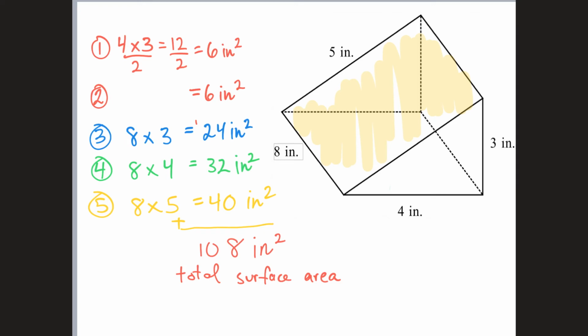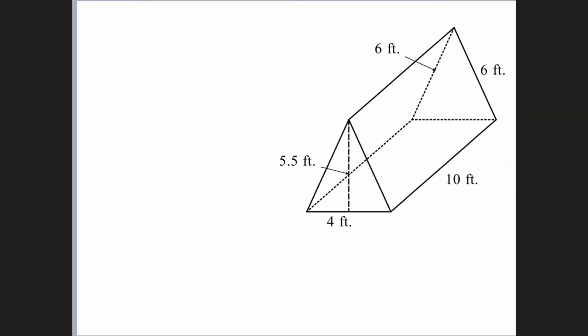Okay, on to our last problem. All right, so one more triangular prism, and let's break it down side by side. Let's go with the very front side. We'll get that one out of the way. And that's this right here. So this front triangle, base times height divided by 2. So that's 4 times 5.5 divided by 2. So that is equal to 11, I believe.